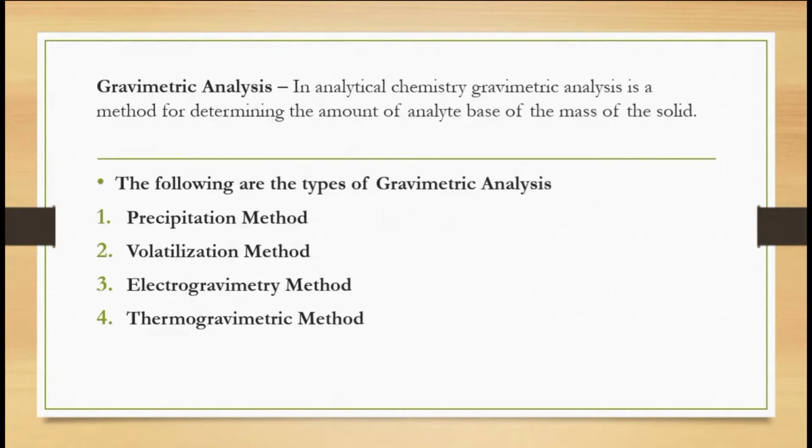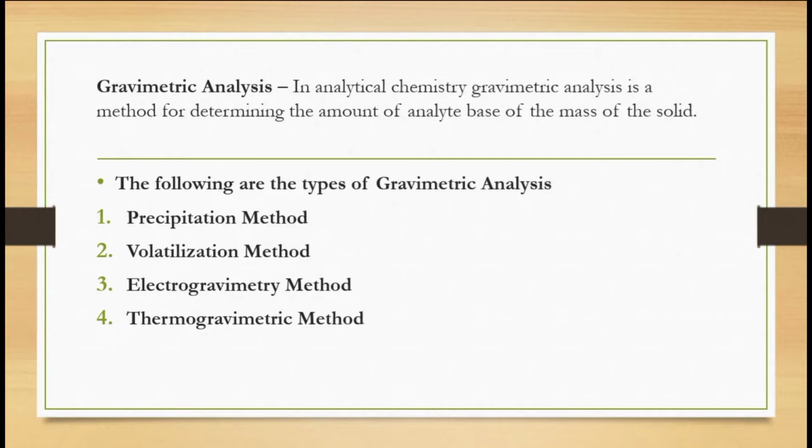So what is gravimetric analysis? In analytical chemistry, gravimetric analysis is a method for determining the amount of analyte based on the mass of a solid. It is one of the most important topics in analytical chemistry.